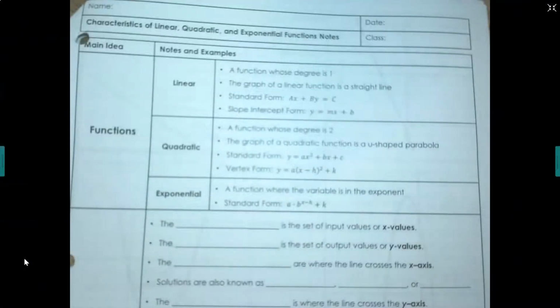Welcome to this video on the review of the characteristics of linear, quadratic, and exponential functions. By the end of this video, you should be able to identify and describe the characteristics for linear, quadratic, and exponential functions. So just a quick review of some terminology that we're going to need.